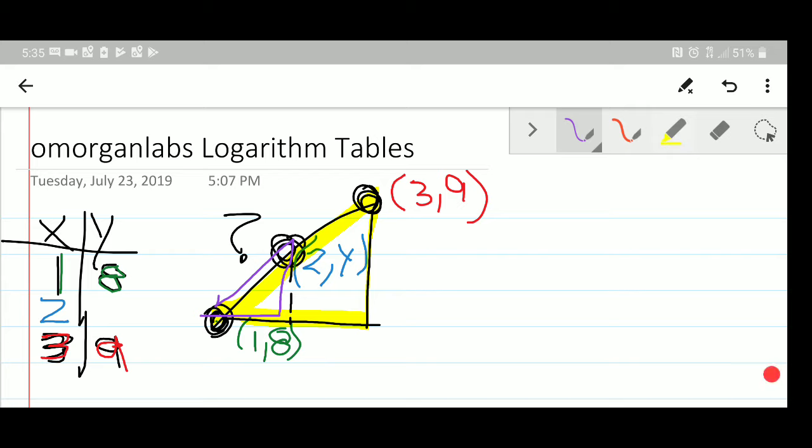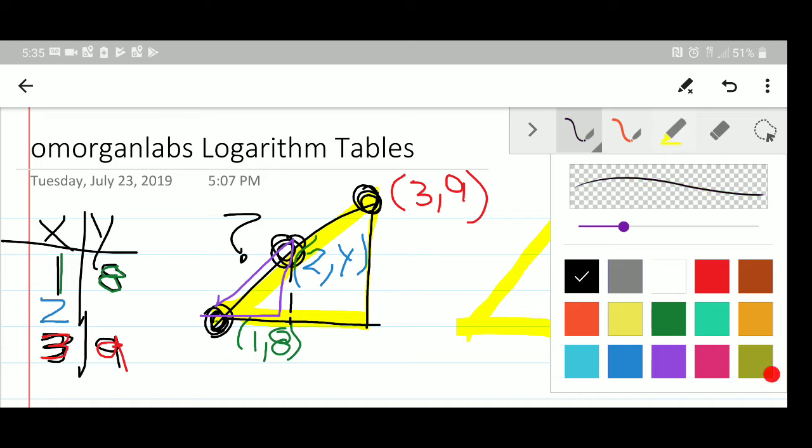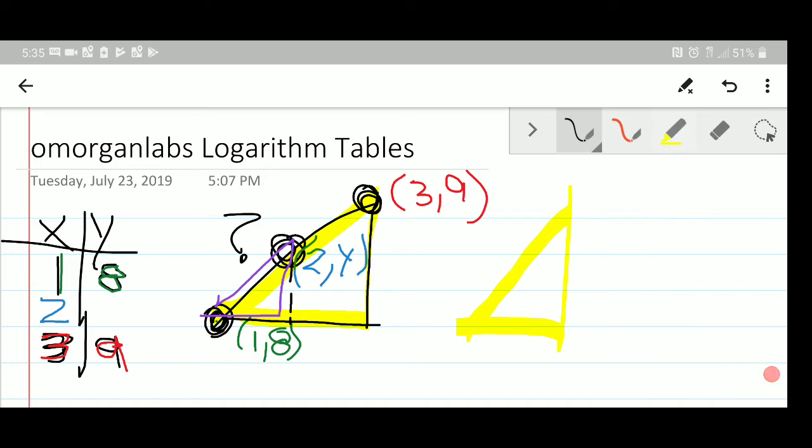So here we go. The yellow triangle: the dimensions are, just by looking at it, in the x direction, you go from 1 to 3. So that's 2. And in the y direction, you go from 8 to 9. So that's 1. There's your first triangle.